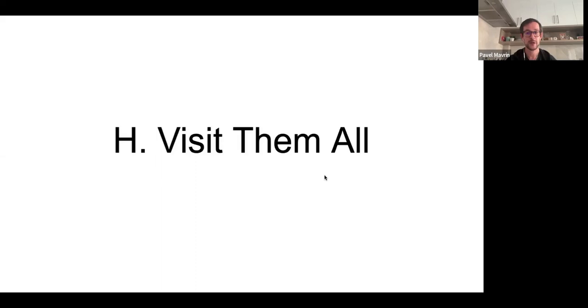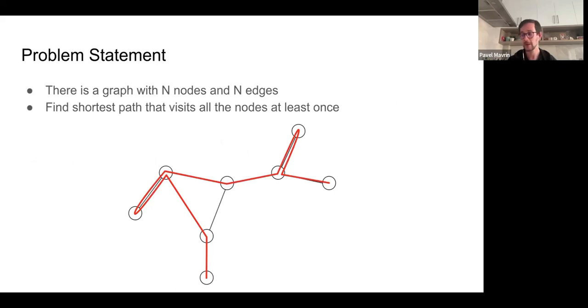Okay, the final problem. The final problem is called Visit Them All. What we have in this problem is a graph, and this graph has n nodes and n edges. So this is a very specific graph. It's a connected graph that has the same number of nodes and edges. And in this graph, we need to find the shortest path that visits all the nodes at least once. Like in this case, this red path visits all the nodes of my graph at least once. So I need to do it in a minimal number of steps.